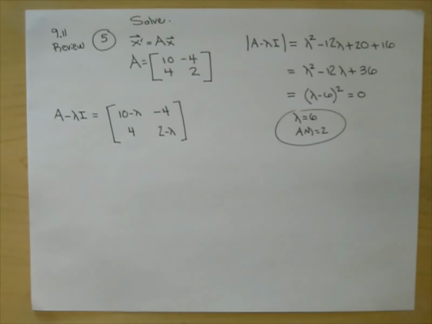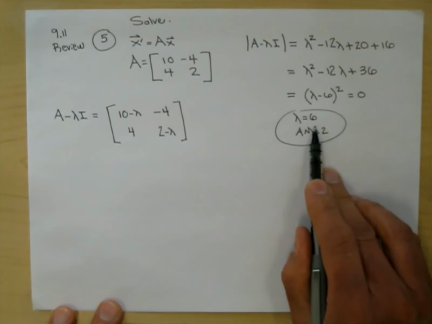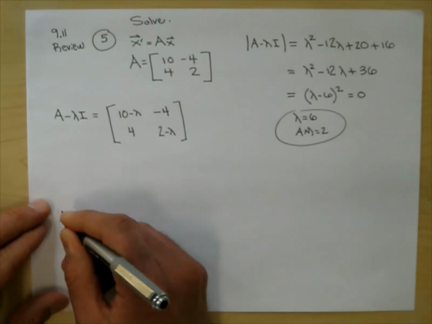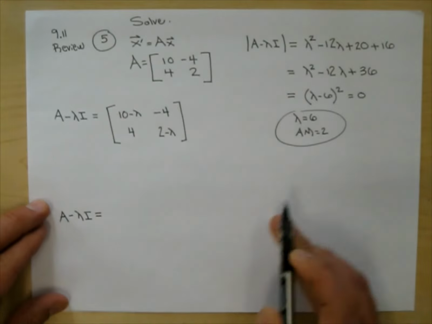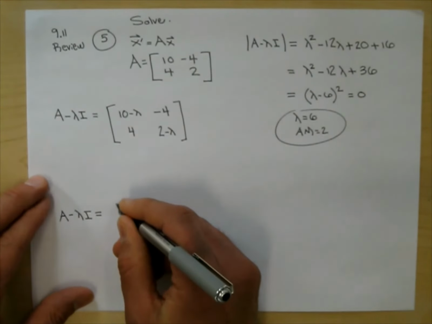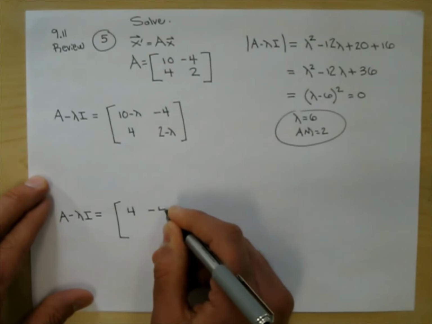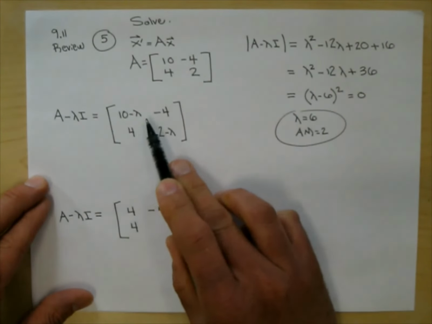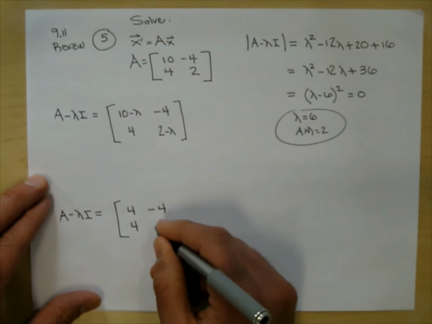Okay, so the next thing I want to do is we have an eigenvalue of 6. I want to find all the corresponding eigenvectors. So how do we do this? Well, I'm going to write out the A minus lambda I with lambda equals 6. So this gives me 4, negative 4, 4. Okay, so I got the 4 by putting a 6 in there, and then I have 2 minus 6 is negative 4.